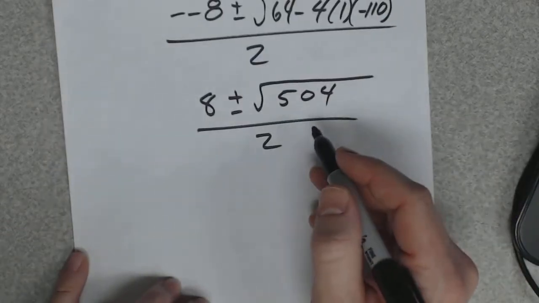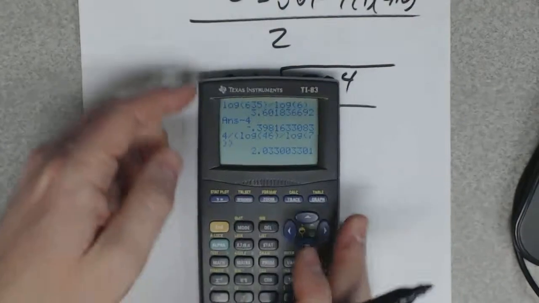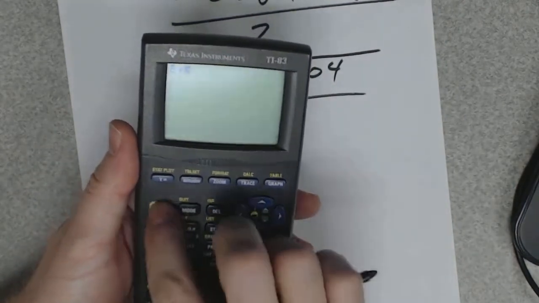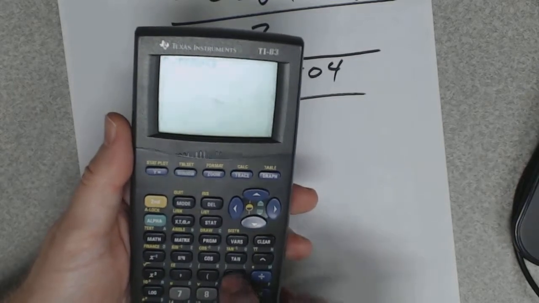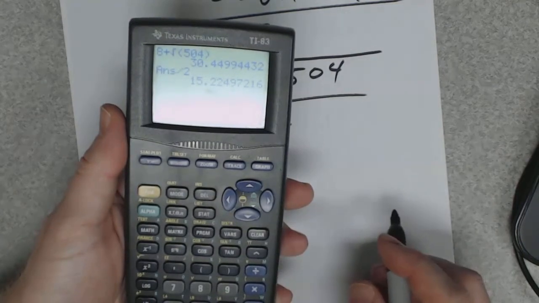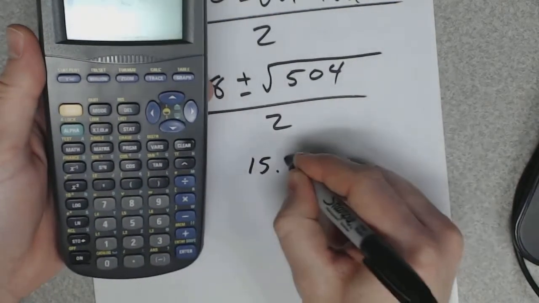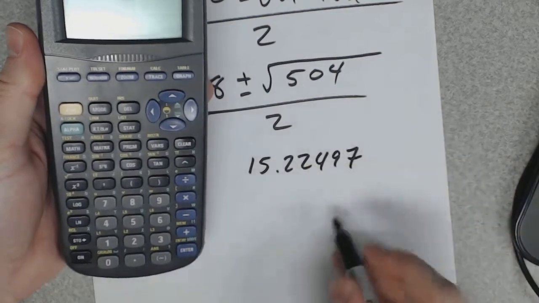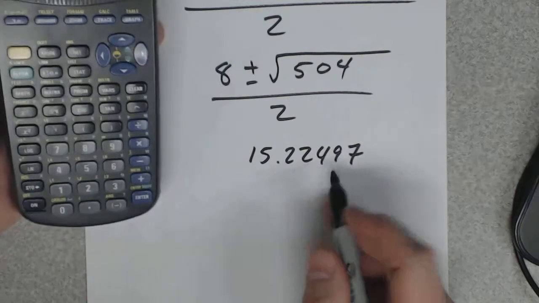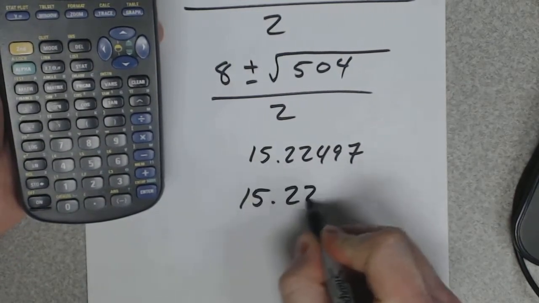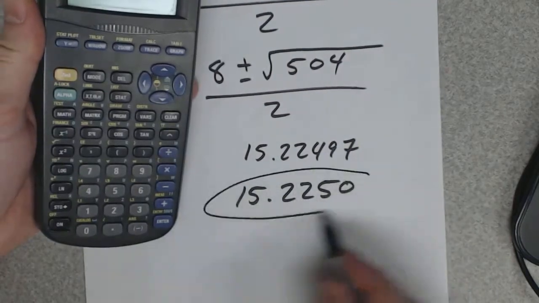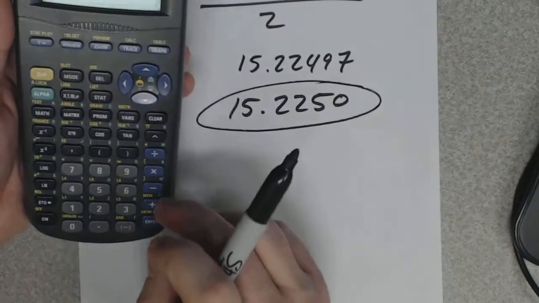So I'm going to round this off. So we'll take 8, clear all this off. 8 plus square root of 504 divided by 2, 15.22497. We'll round it to 4 decimal places. That jumps up the 9, and the 9 knocks up the 4. So it's 15.2250. And you don't have to write that down. So here's one answer. And a second answer would be with a minus in between.